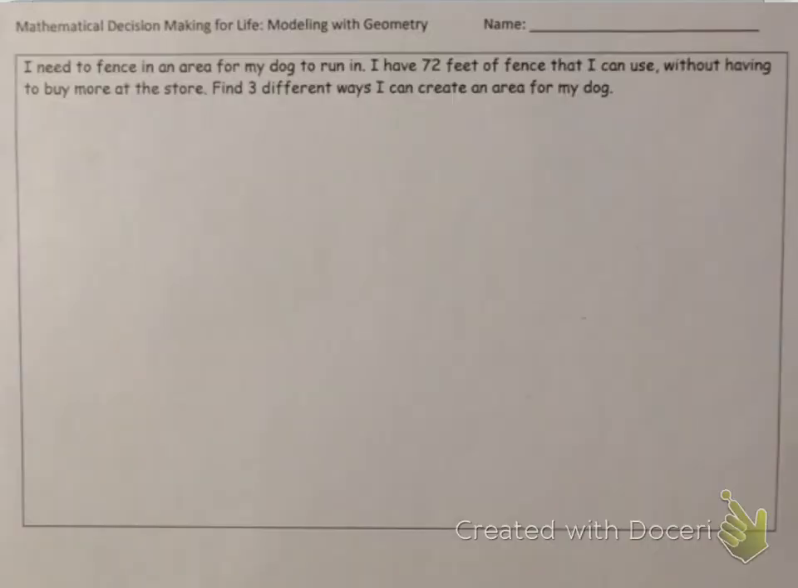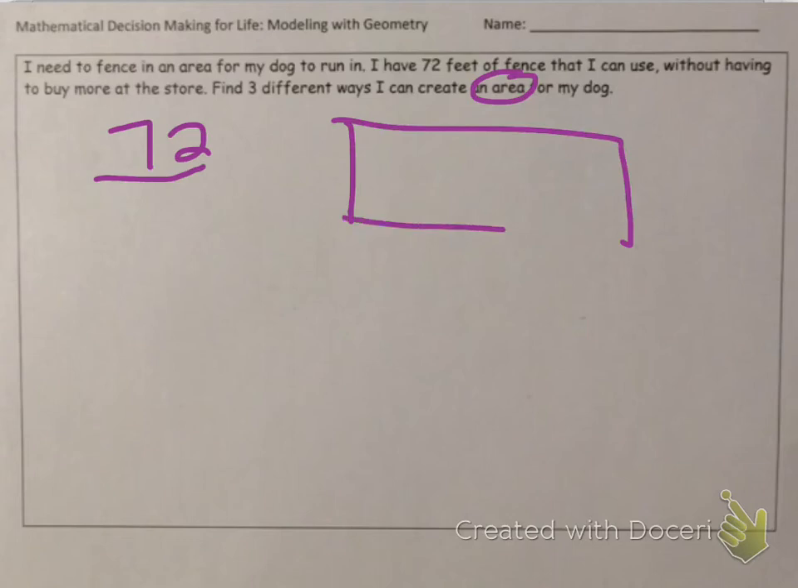Okay, the last problem says, I need to fence in an area for my dog to run. I have 72 feet of fence that I can use without having to buy more at the store. Find 3 different ways I can create an area for my dog. So even though it keeps talking about area, the fence around the area would actually be the perimeter. So I have 72 feet of fence to make my perimeter equal to.